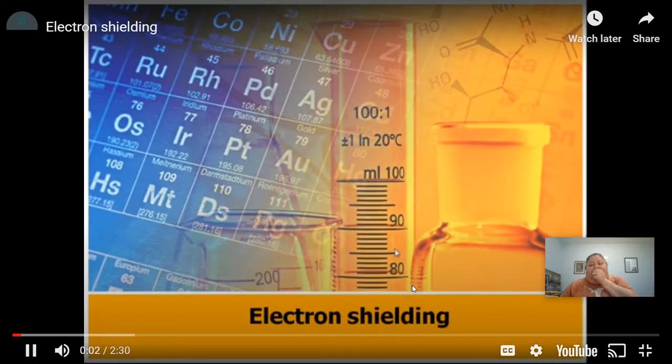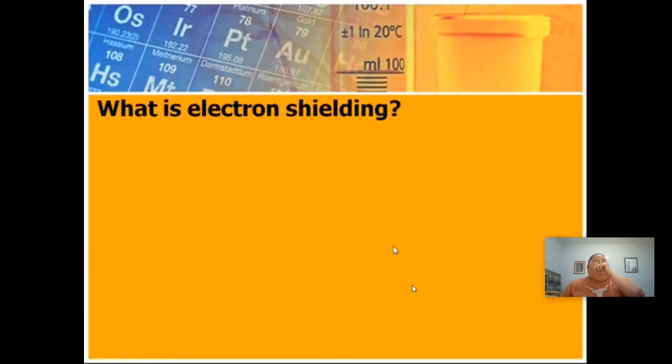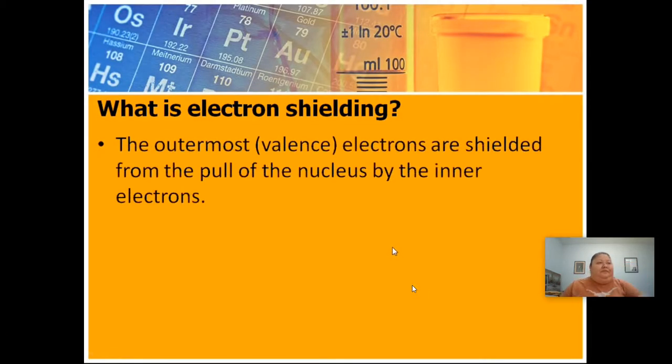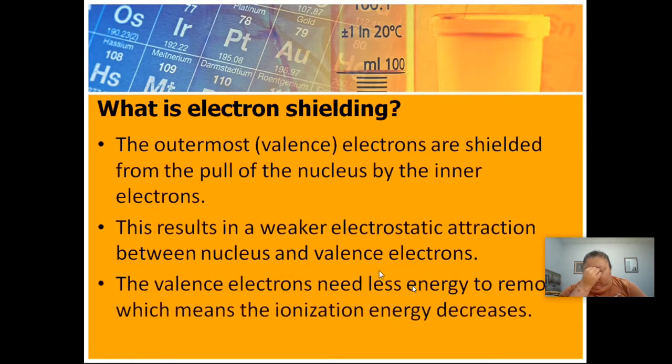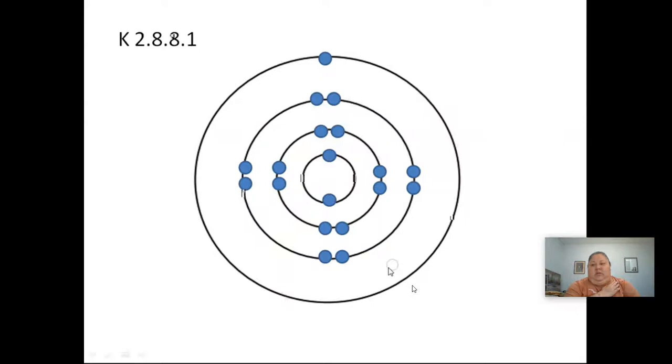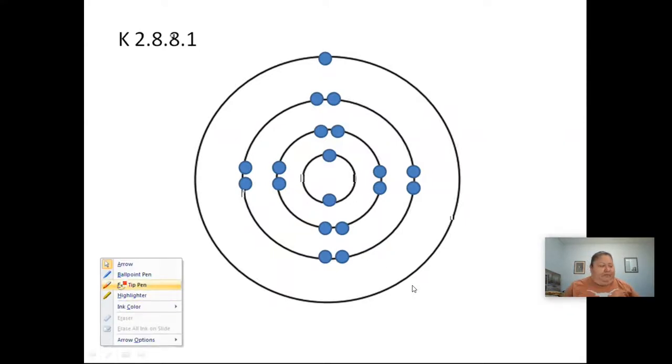Okay, let's take a quick look at electron shielding. So what is electron shielding? It's when the outermost or valence electrons are shielded from the pull of the nucleus by the inner electrons. This results in a weaker electrostatic attraction between the nucleus and the valence electrons. The valence electrons need less energy to remove, which means the ionization energy decreases. Let's look at an example here. We have K, which is potassium. The electron arrangement is 2, 8, 8, 1.